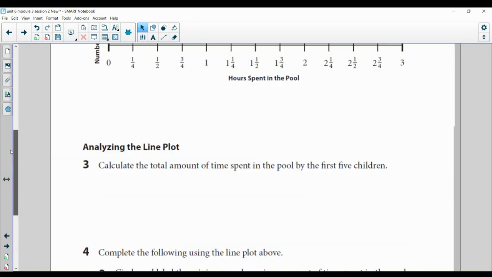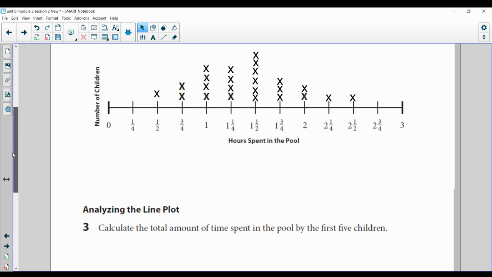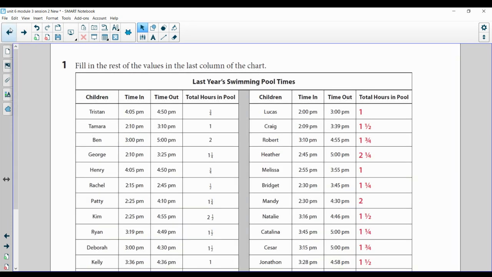Okay. So the first thing is that they wanted you to calculate the total amount of time spent in the pool by the first 5 students. And so if you notice, there's a few X's here, these 2, this one, and this one. And then this guy over here, they're a little bit darker, a little bit more bold. Those are the first 5 kids. And so the first 5 kids were these 5: Tristan, Tamara, Ben, George, and Henry.